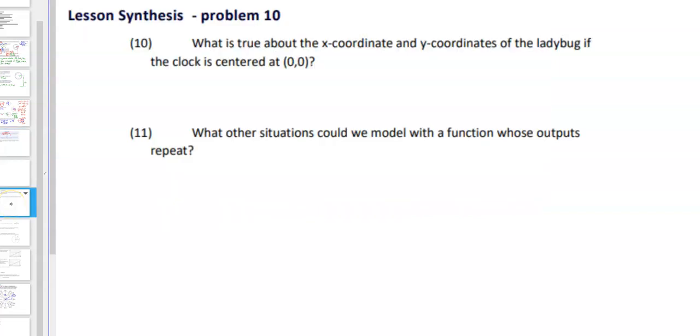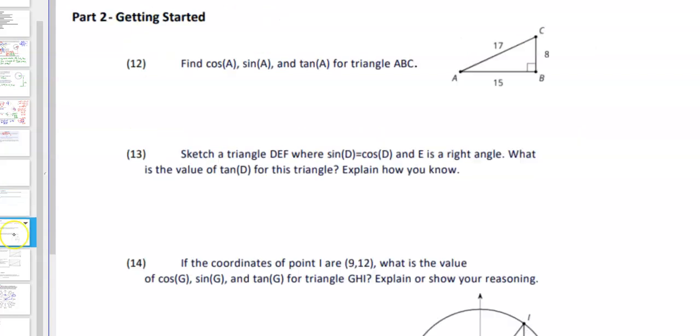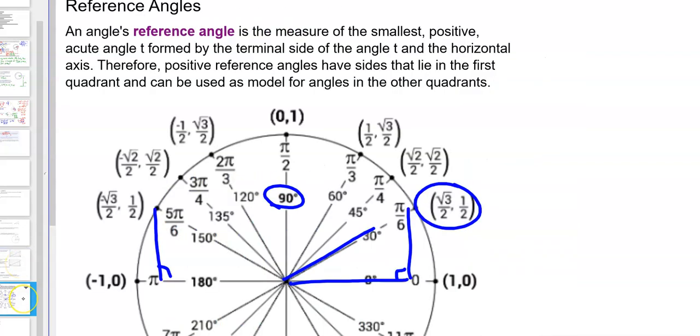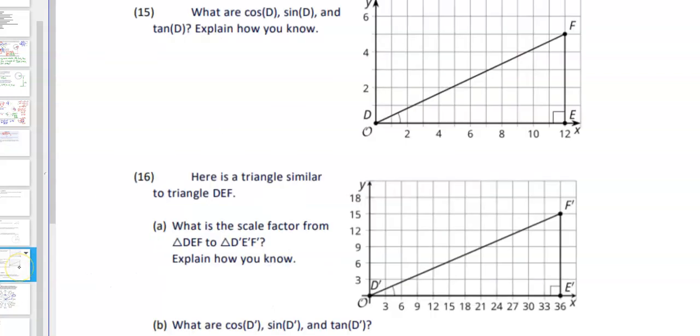Alright, so kind of finishing up the lesson here, they're asking us to decide what's true about the x and y coordinates of the ladybug. And one of the situations can model something very similar to a periodic function like the clock. Then starting problem 12, you'll see a lot of reviewing. So problem 12 through problem number 16. So if you please finish that up and then turn the video back on. If you want to work with a partner, that's perfectly acceptable. And then we'll go through the problems here in a few minutes.